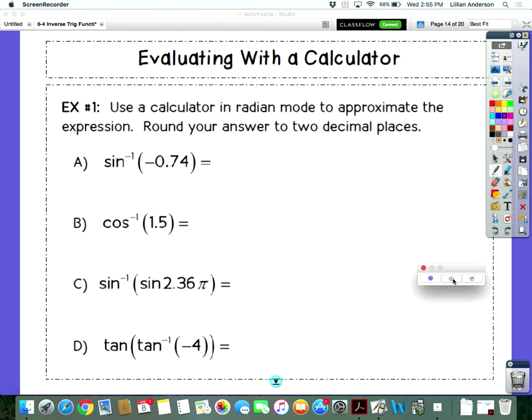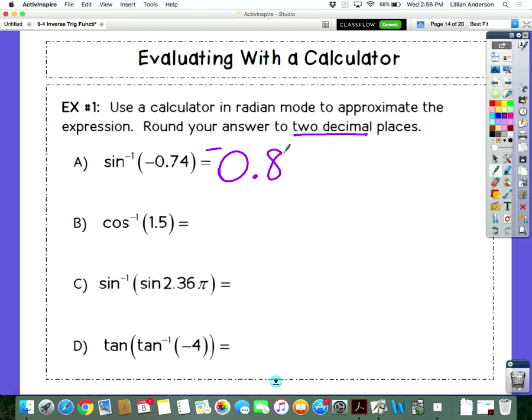So to get inverse of sine, you just do second button and then the sine button. You literally just type it in. And you're rounding to 2 decimal places because that's what it asked us to do. So what's the answer? Negative 0.83.